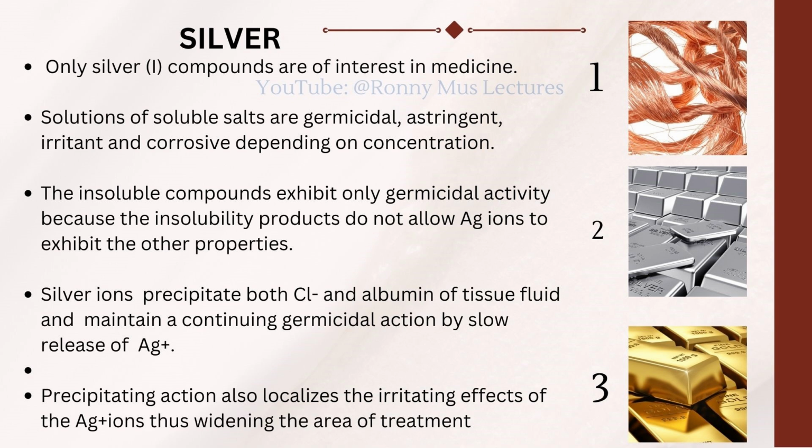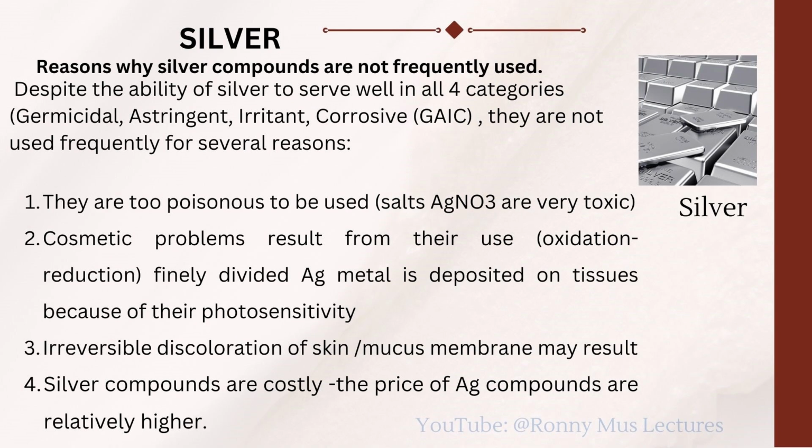The silver ions precipitate both the chloride and albumin of tissue fluid, thus maintaining a continuing germicidal action because of slow release of silver ions. The precipitating action also localizes the irritating effects of silver ions, thus widening the area of treatment. Reasons why silver compounds are not frequently used.